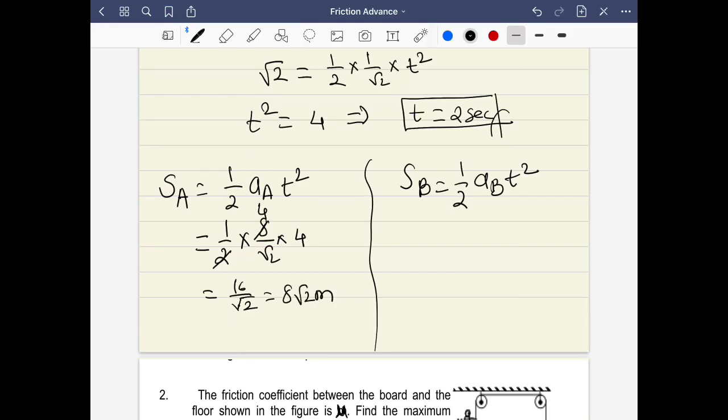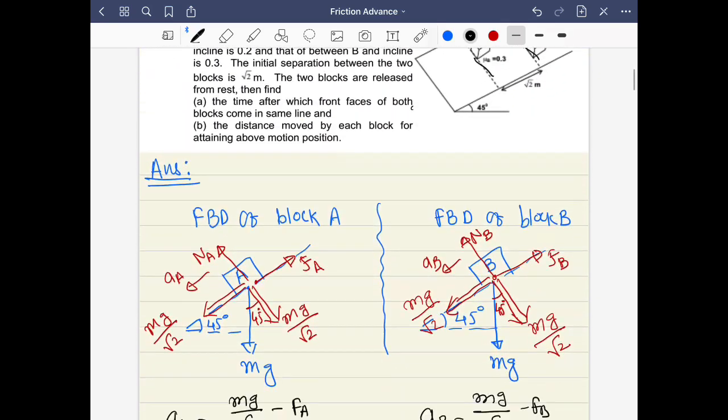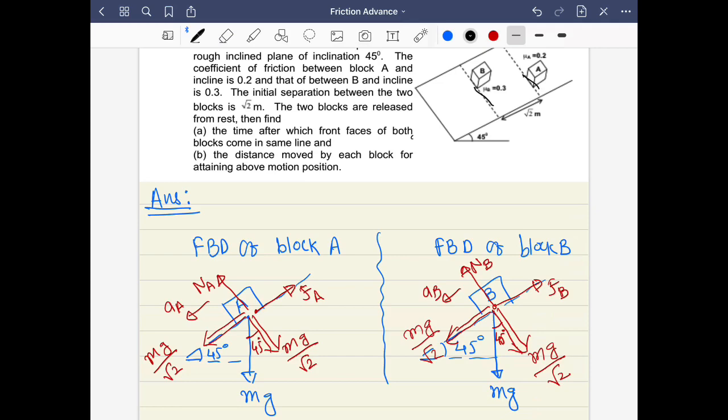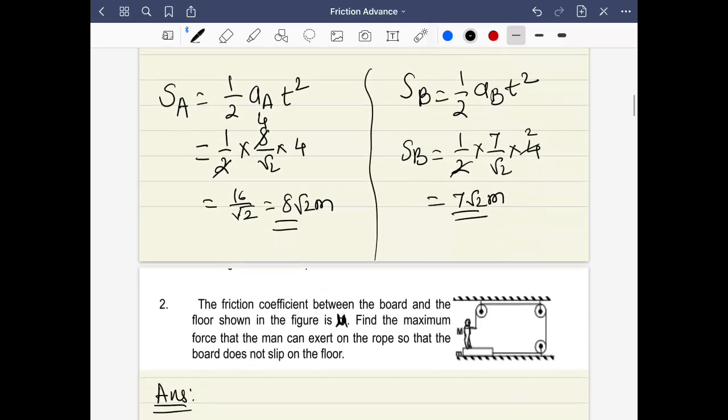This is 4, so 16 divided by root 2, and it will be 8 root 2 meters. And displacement by B will be, if you just calculate, half of 7 by root 2 into t squared, that is 4, and if you just calculate this, it will be 7 root 2 meters. So I hope this is clear now. So displacement of A and displacement of B just now we calculated, right? So B will move 7 root 2 and A will move 8 root 2. So this is the solution.